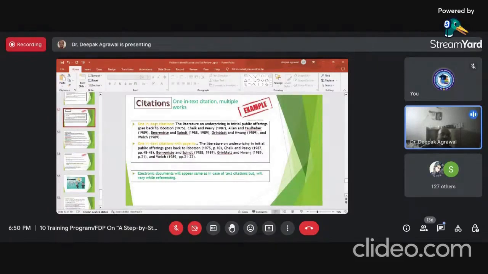This means one in-text citation can cover a large number of sources related to the same information. You do not want to describe each and every researcher in detail, so you can go ahead with such citations, but don't forget the historical order must be followed. Early information must come first.